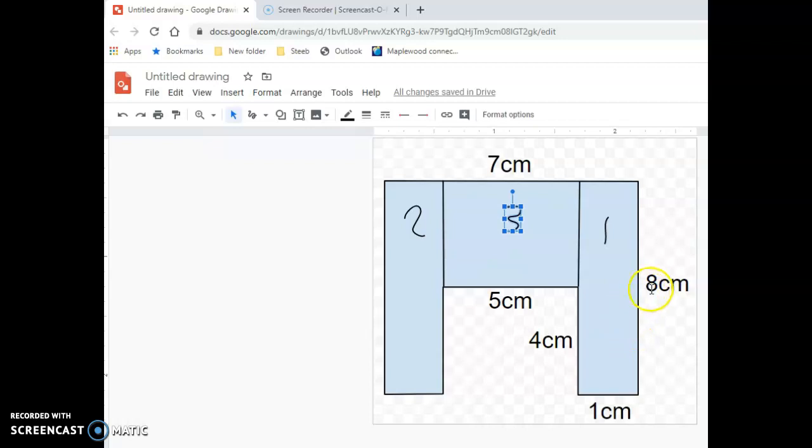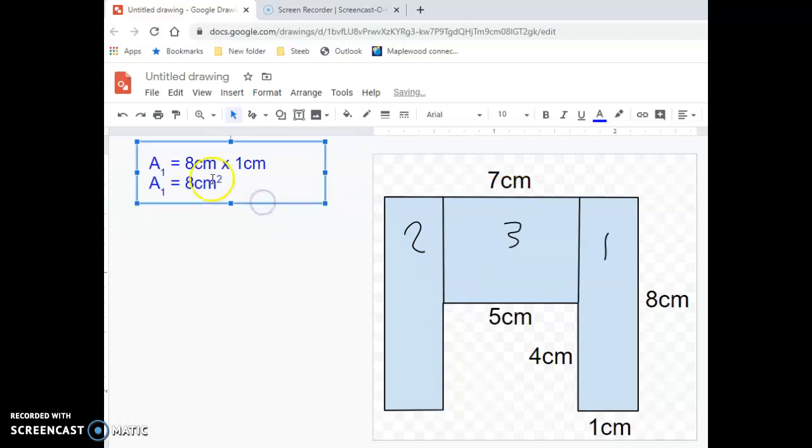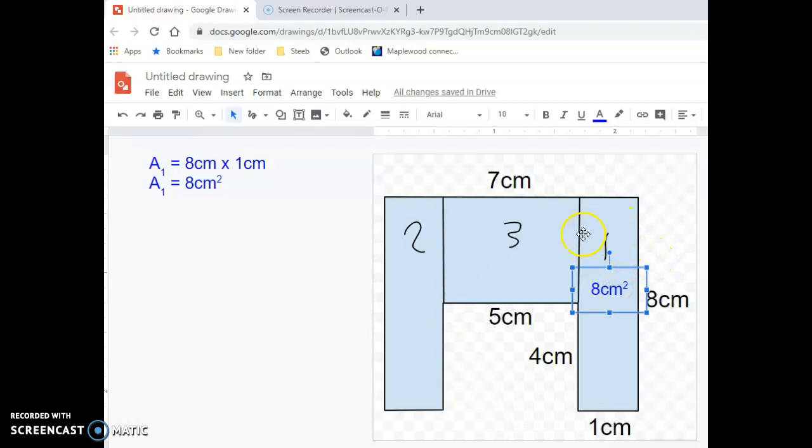I know that area equals length times width, so I'm going to do 8 times 1, and that equals 8 centimeters squared. So I can go ahead and label the rectangle 1. And now I'm going to work on rectangle 2.